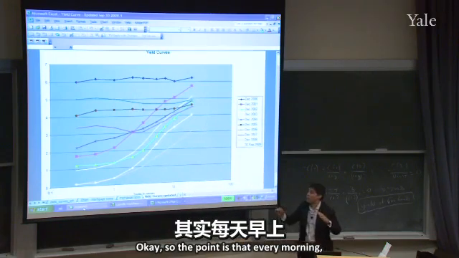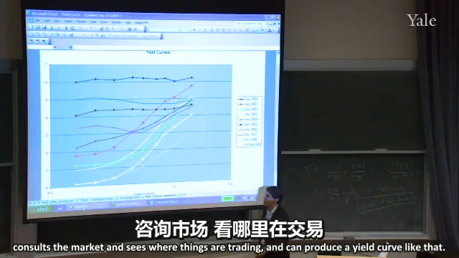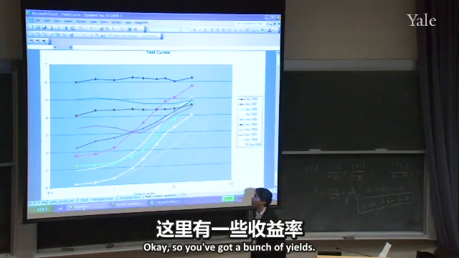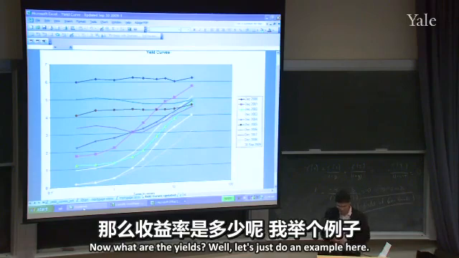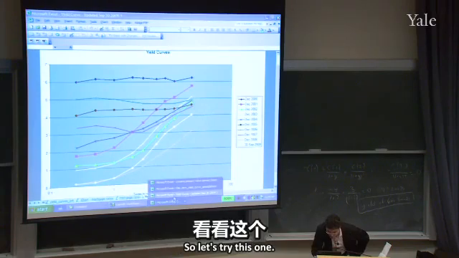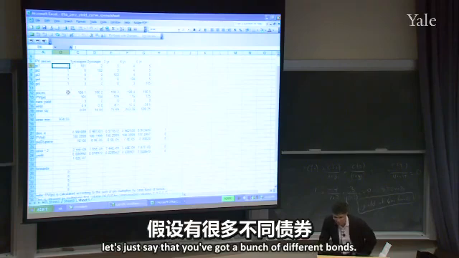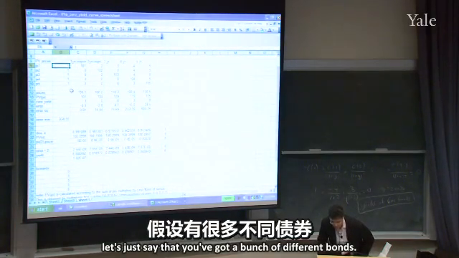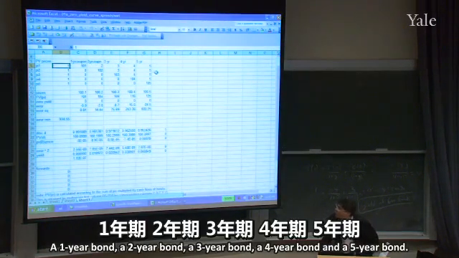Okay, so the point is that every morning, every single financial analyst wakes up and sees these yield curves, consults the market and sees where things are trading and can produce a yield curve like that. So you've got a bunch of yields. Now, what are the yields? Well, let's just do an example here. I'm going to make up an example, which is very easy to compute. Let's just say that you've got a bunch of different bonds: a 1-year bond, a 2-year bond, a 3-year bond, a 4-year bond, and a 5-year bond.